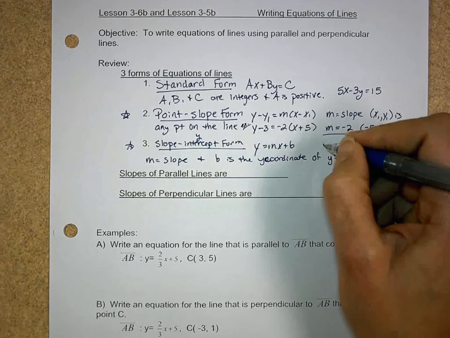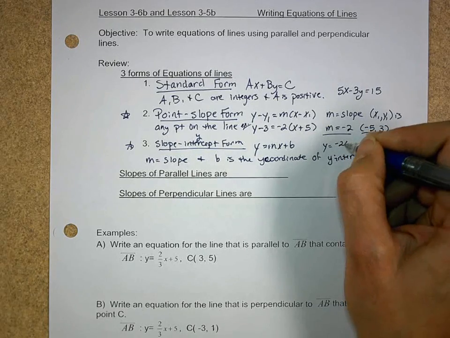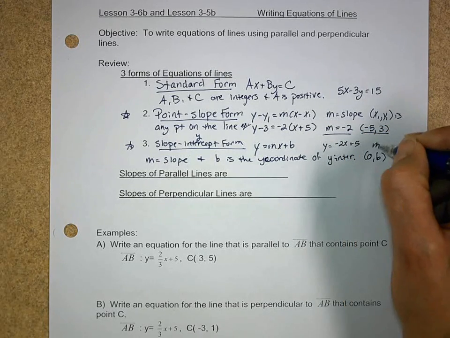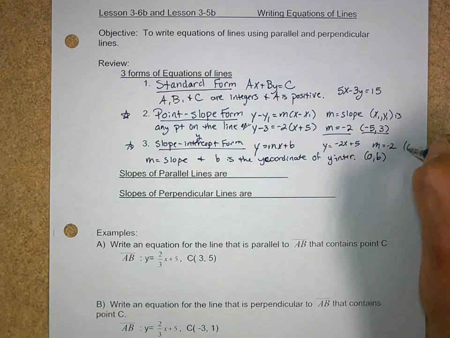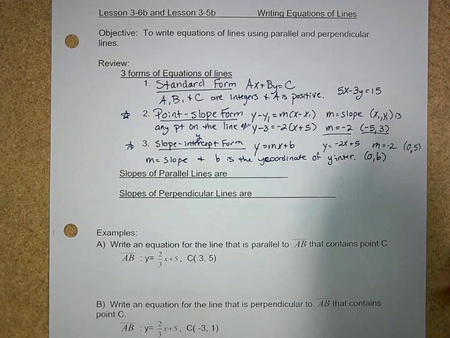So an example of this you all know is like y equals negative 2x plus 5. Your slope is a negative 2. Your ordered pair would be 0, 5 for your intercept.